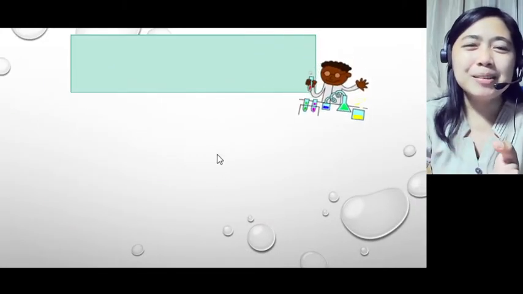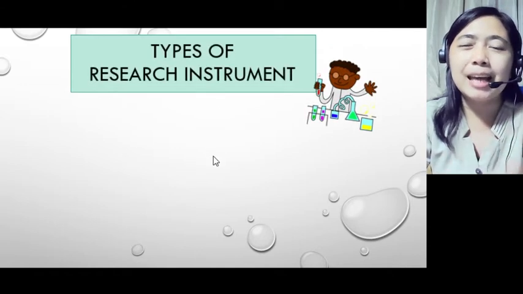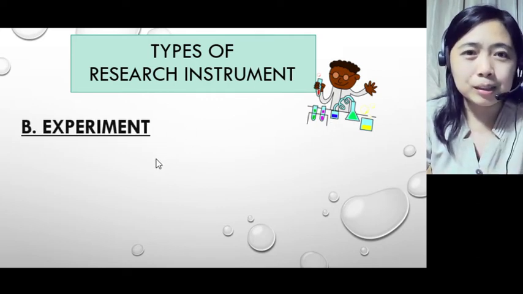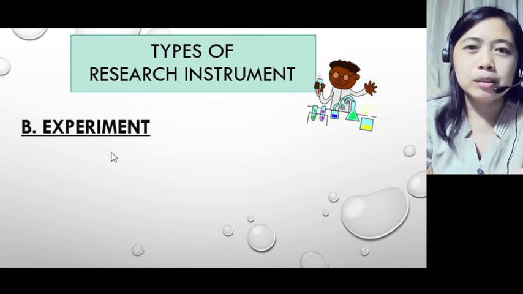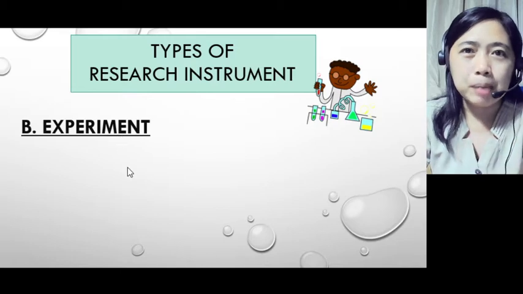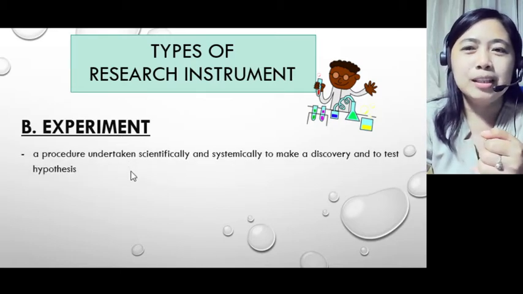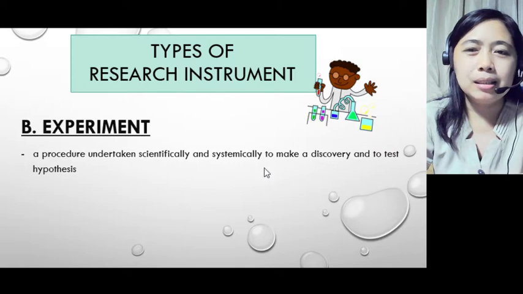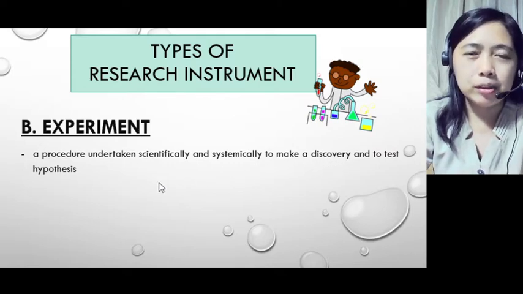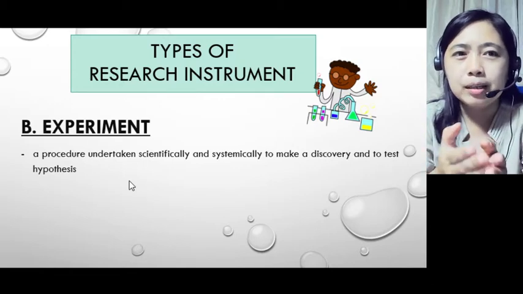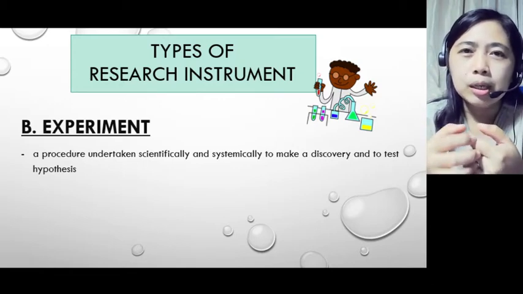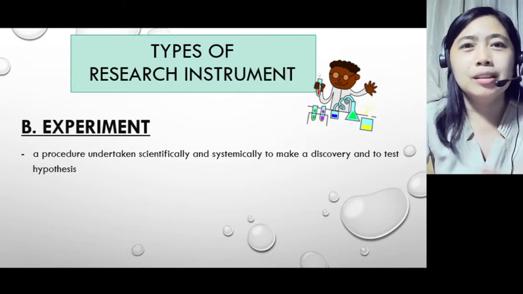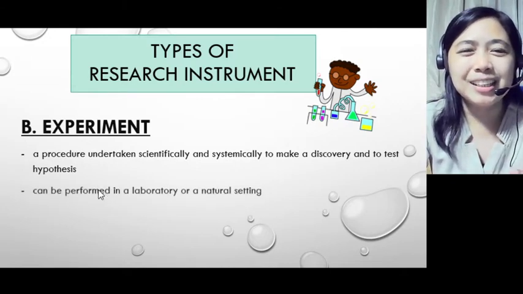Okay, so this time we have here the next type or the second type of a research instrument. And from this, we can say another effective way in conducting your research is by the use of an experiment, the instrument as experiment. Mag-experimento ka, nindot an exciting ni siya. This is a procedure undertaken scientifically and systematically to make a discovery and to test hypothesis. Tanan naman kay mga agam-agam. So mag-experiment dayon ka. There are also different ways how to do your experiment.